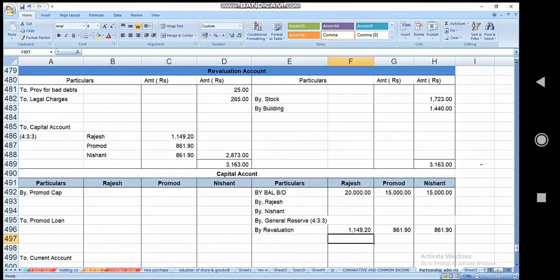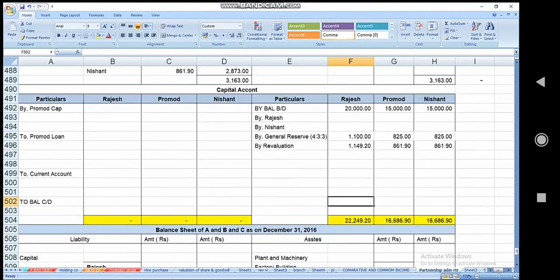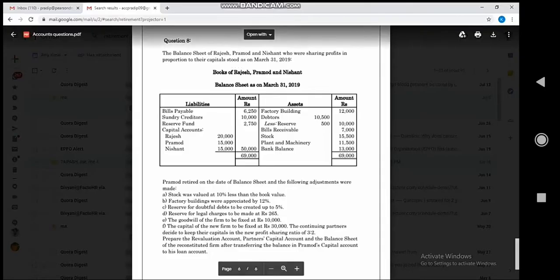we do the same as in admission. Now the general reserve is also divided. The total general reserve is 2750, and 2750 will be shared between the old partners in their old ratio, that is 4:3:3. And altogether it should be 2750.